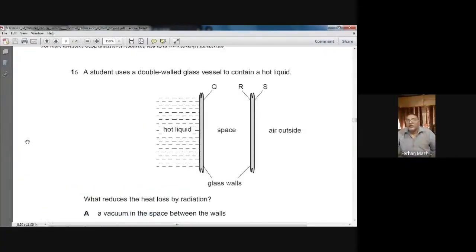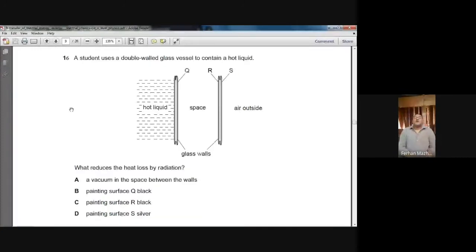Okay, question number 16. A student uses a double-walled glass vessel to contain a hot liquid. What reduces the heat loss by radiation? What can stop the radiation? A, a vacuum cannot stop the radiation. Remember that thing.